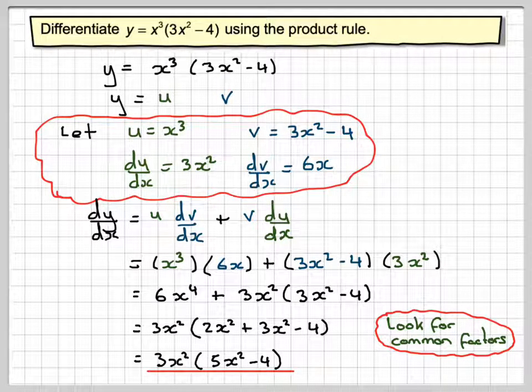So this has been a video to show you how to differentiate a function here using the product rule. I hope you've understood, and I thank you very much for watching.